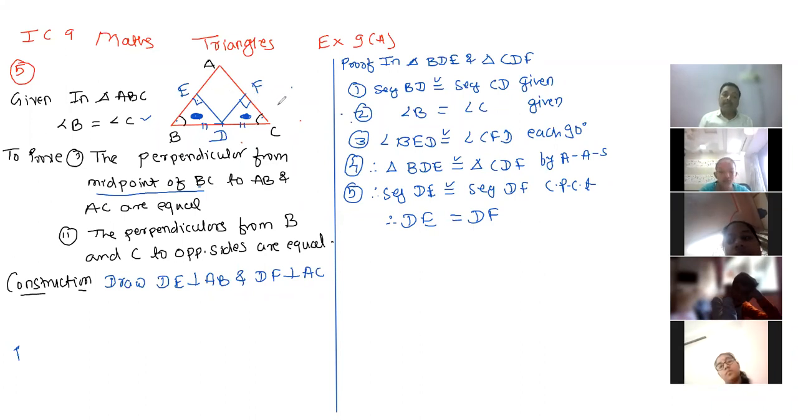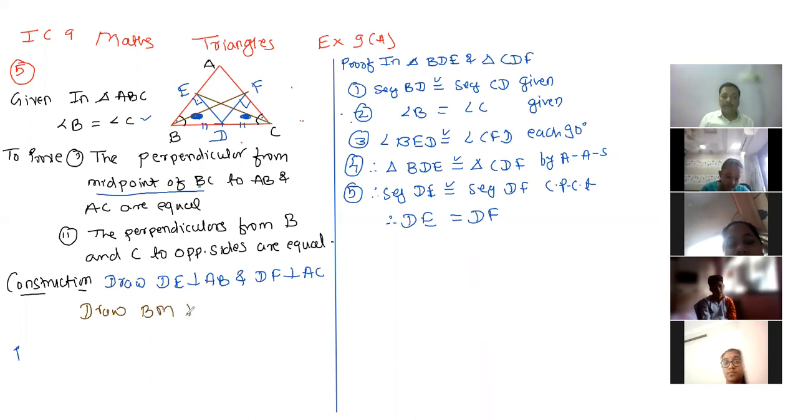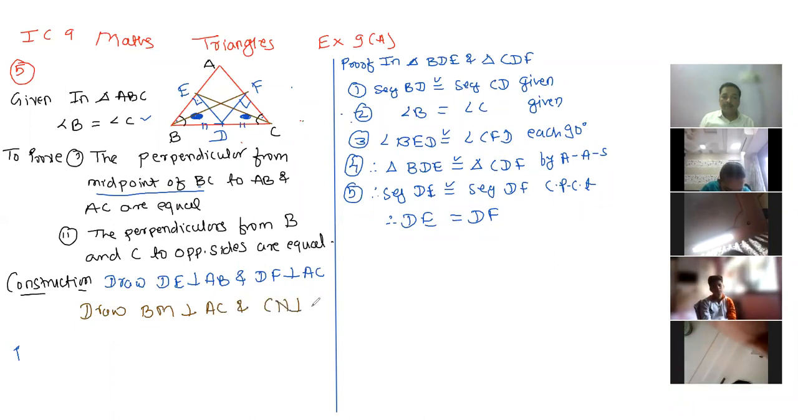Next part: the perpendiculars from B and C to the opposite sides are equal. Now we have to draw perpendiculars from B and C. From B one perpendicular will go like this, and from C it will go like this. So we will do one construction again. Draw BM perpendicular to AC and CN perpendicular to AB. The diagram is getting very complicated, so we will draw another rough diagram.